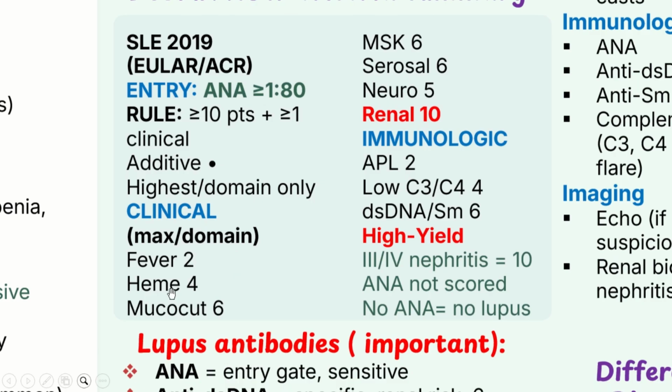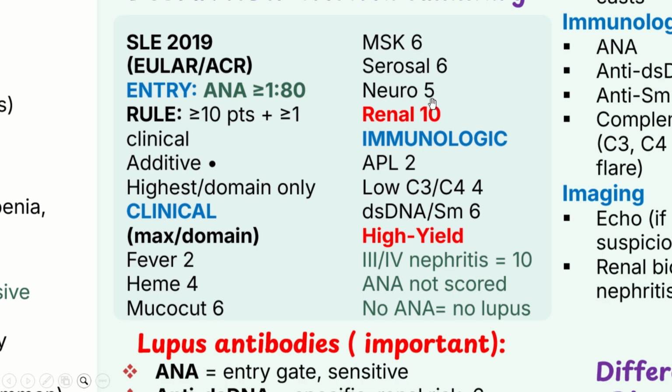When you look at the blood, the maximum score is 4. Of course, there are different parameters under this. You may find, like, if you have anemia, the score is 3. If you have thrombocytopenia, the score is 4, and so on. Then we have the mucocutaneous domain that you also check. The maximum is going to be a 6. Musculoskeletal maximum is 6. Neuro, the maximum will be 5.